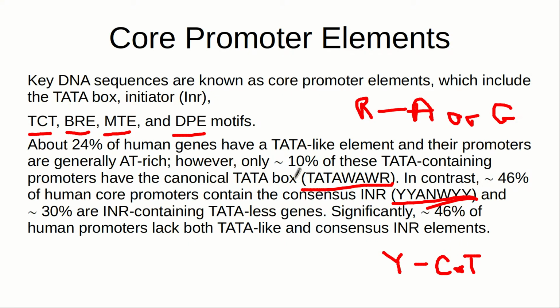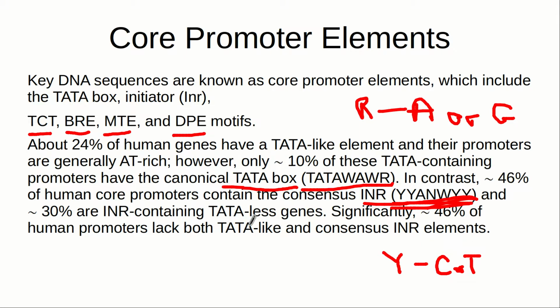All right, so a TATA box, we've done that before. An INR, here's the INR I was just telling you about. But there are others. We need to find those, and we'll need to also find this TCT, BRE, MTE, and DPE motifs. These are very common ones. So read through this. TATA-like elements and their promoters are generally AT-rich. I mean, you're going to see a lot of A's and T's around a TATA.